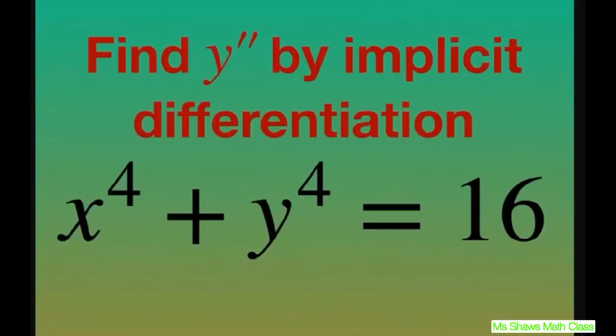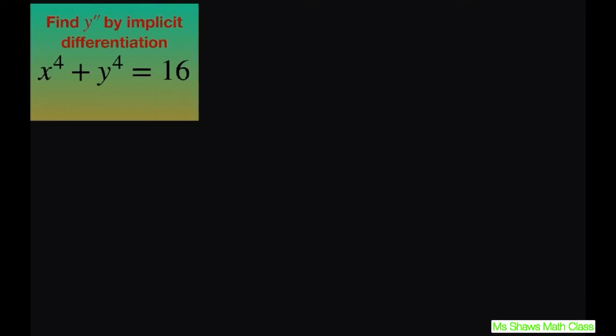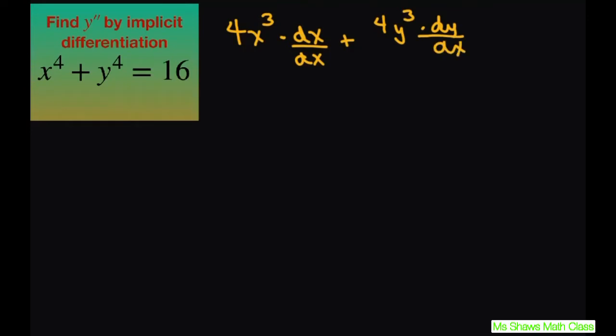One. We're going to find the second derivative using implicit differentiation for x to the fourth plus y to the fourth equals 16. So let's differentiate both sides of the equation. We're going to get 4x cubed, times the derivative of x with respect to x, plus 4y cubed times the derivative of y with respect to x, and the derivative of 16 is just 0. That equals 1. I'm going to also write my derivative of y with respect to x as y prime.